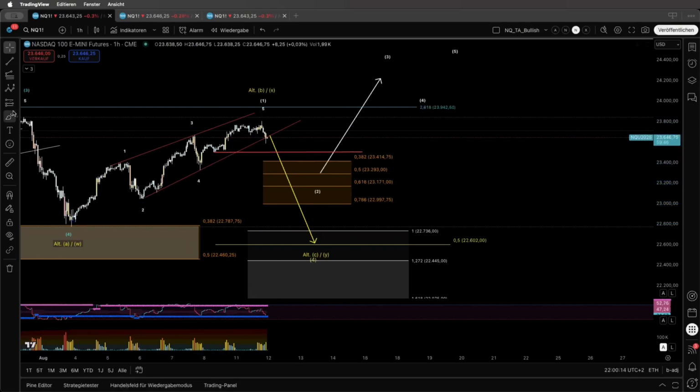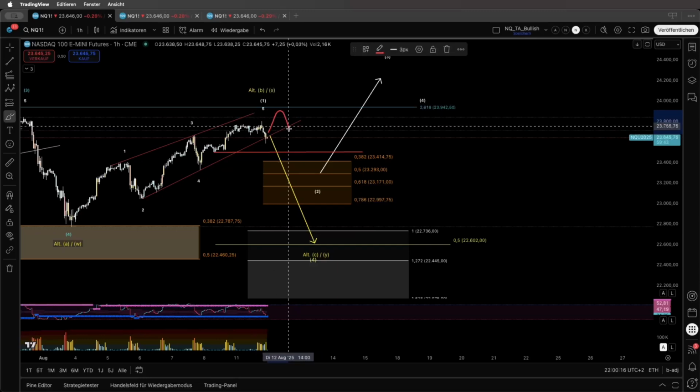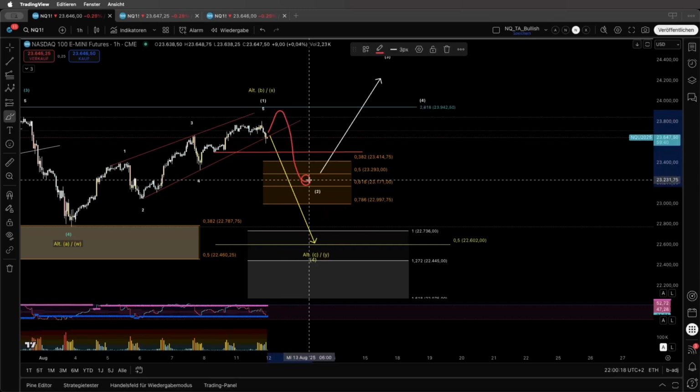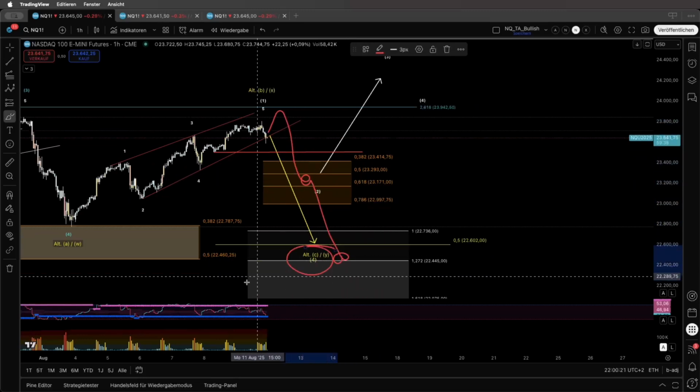Otherwise, the scenarios are still on the chart, either with one more high and then continuation to the downside, either wave 2 or we break down lower in C or Y.